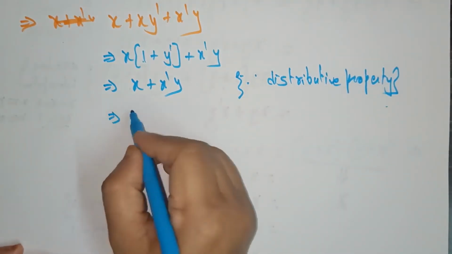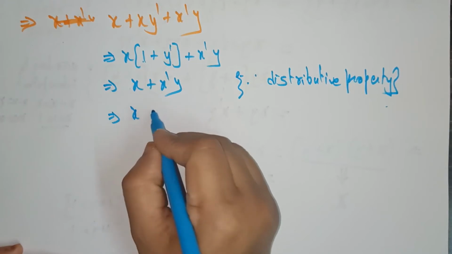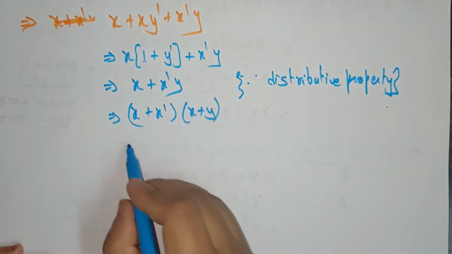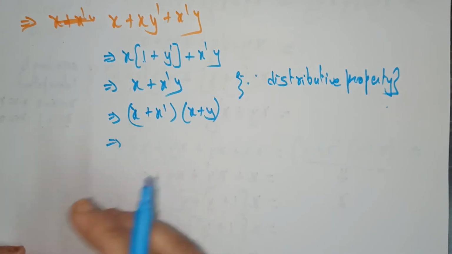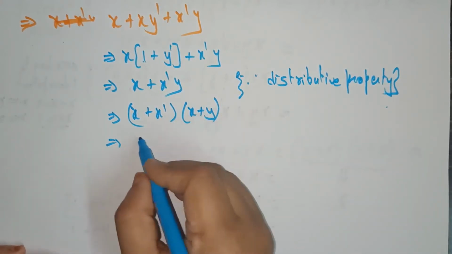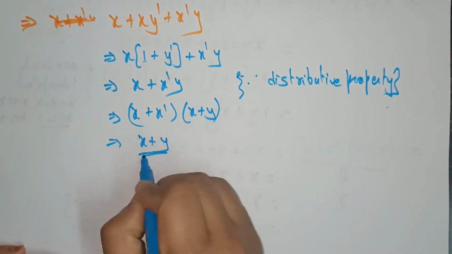So the distributive property: if I apply x plus x dash into x plus y. Anyhow, x plus x dash or y plus y dash, what will you get? 1. So 1 into x plus y. Anyhow, finally, this is your answer.